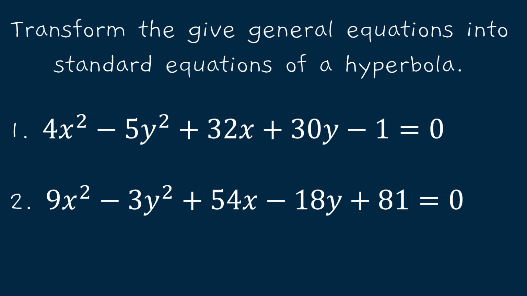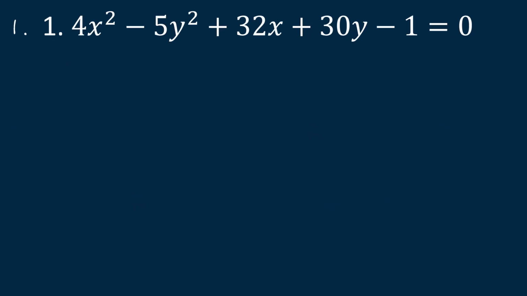So, number 1 first, look at the equations. They are almost the same, right? But which of the two would result into a vertical or which of the two will result into a horizontal hyperbola? Okay? Number 1, let us show our solution. We have 4x squared minus 5y squared plus 32x plus 30y minus 1 is equal to 0.